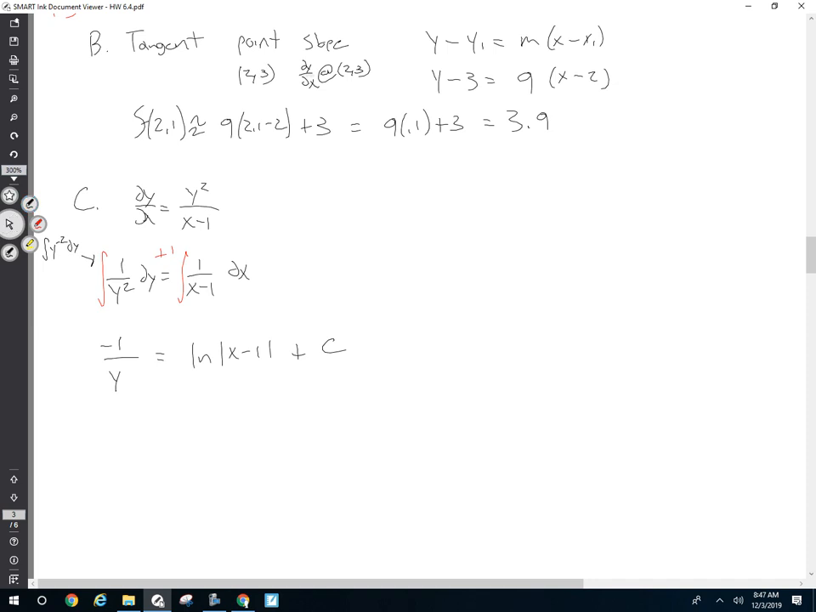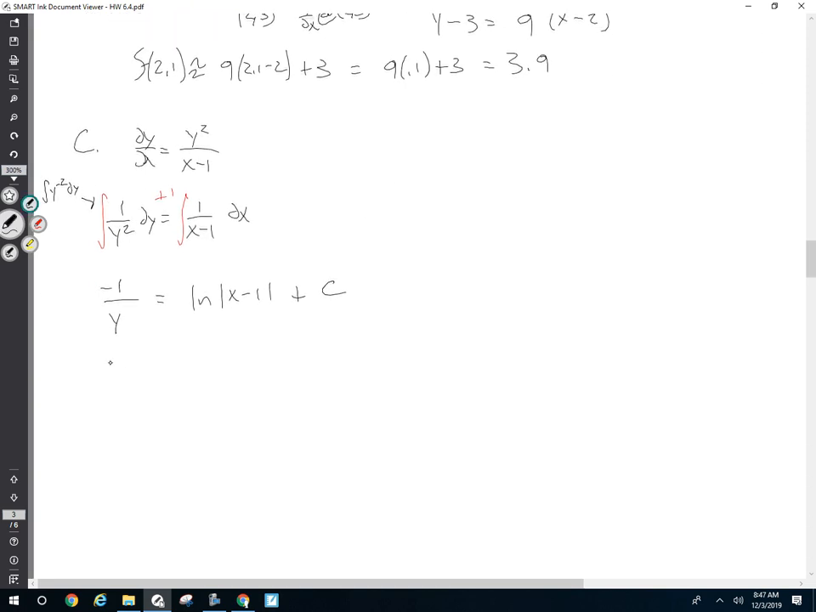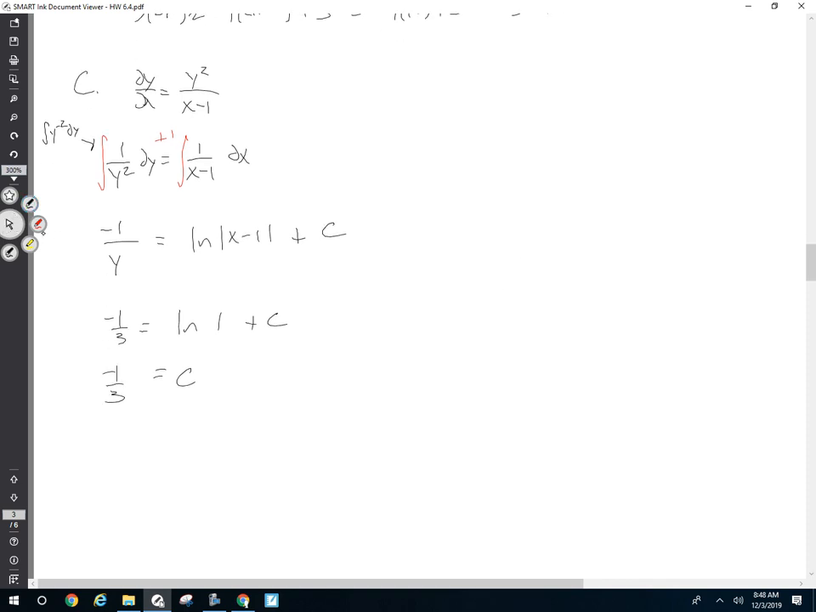Maybe we solve for c right now. The point is 2, 3. I get negative 1 third equals the log of 2 minus 1, which is log of 1, plus c. We must know that the log of 1 is 0. We get c is negative 1 third. So plus 1s are for the correct antiderivative. Finding c, you'll get another plus 1. And then the final step will be to solve for y correctly.